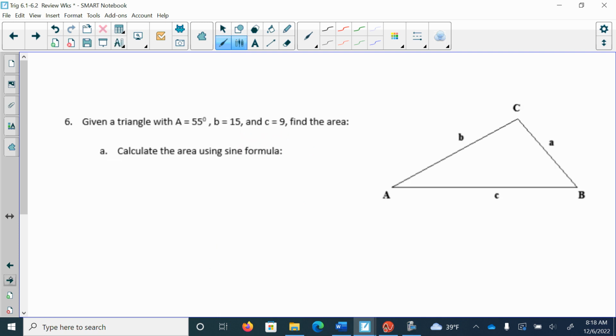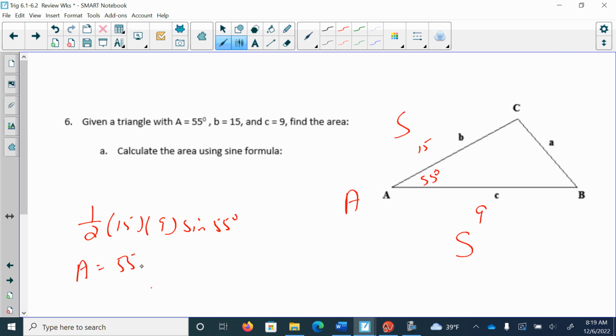The next one, it says given the triangle with 55 degrees for A, B is 15, and C is 9. I'm definitely going to want to do this when I'm finding area, because if I have this side angle side, then I know I can use the law of sines, which is a little bit easier than Heron's formula. I'm just going to take 1/2 multiply the two sides together, and then times the sine of that angle, which is 55 degrees. And when I do all that, I get an area of 55.29 square units. Much easier than going ahead and finding that side A, which some people have done.